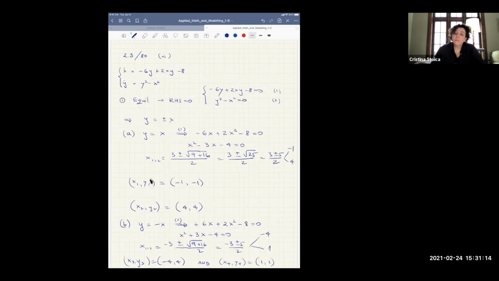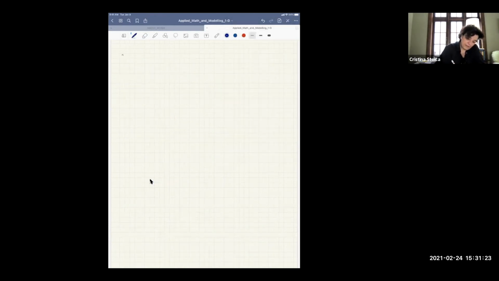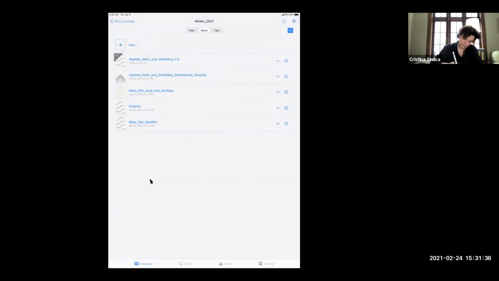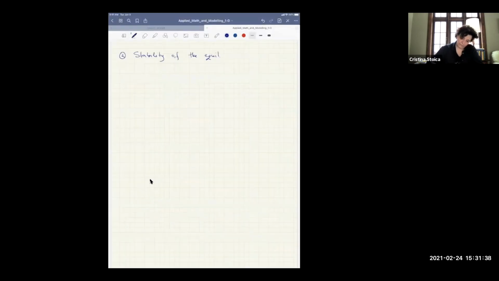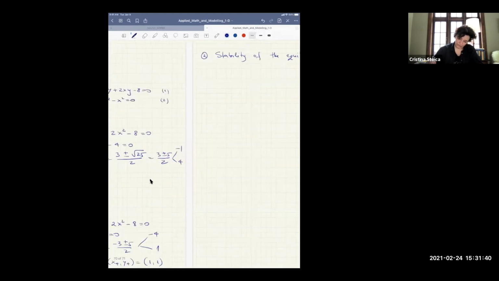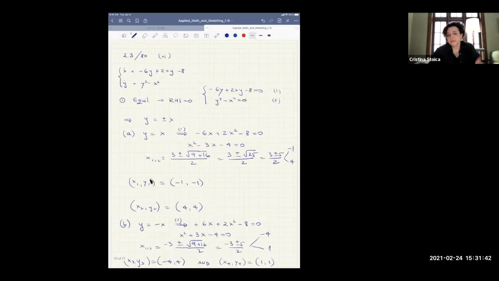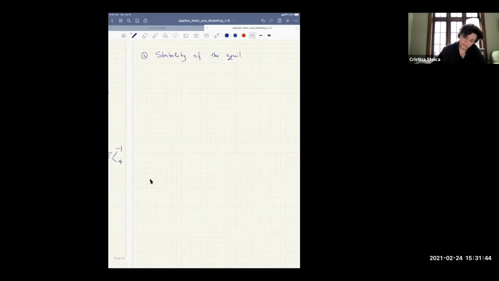Two, we're going to compute the linearization of this system, but we're going to choose one of the equilibria to do it. So we're now doing step two, stability of the equilibrium. Let's choose one. So we choose the minus 1, the first one, it doesn't matter. We have to do them all.